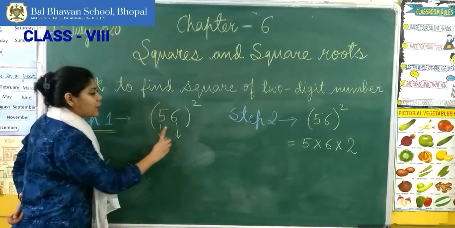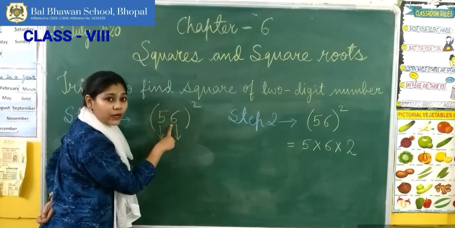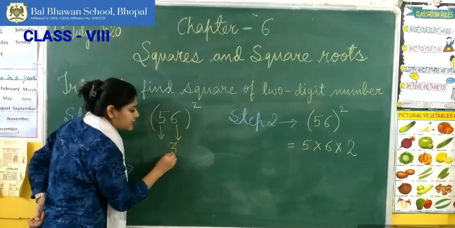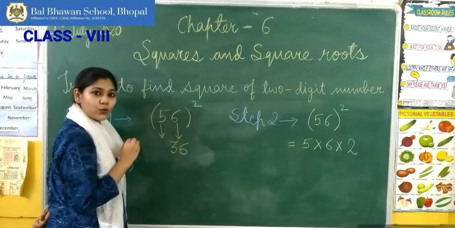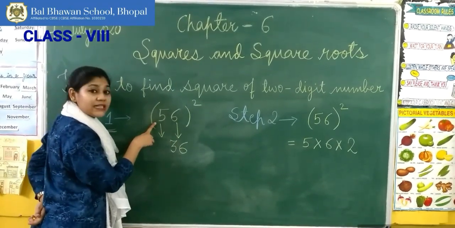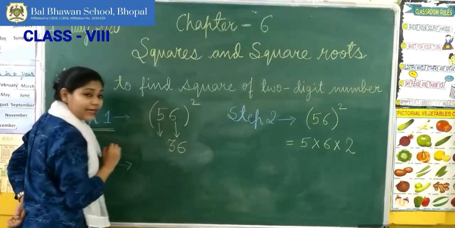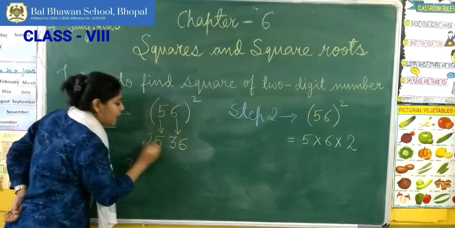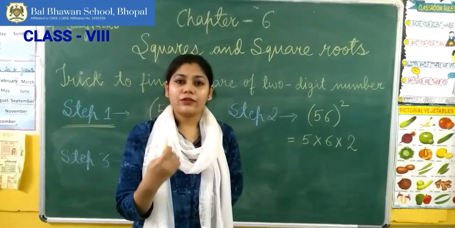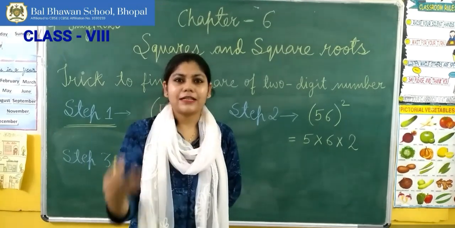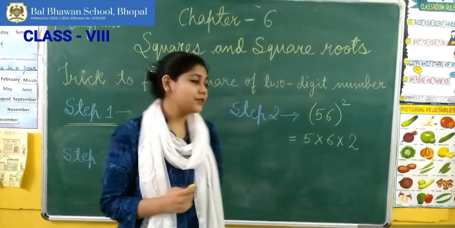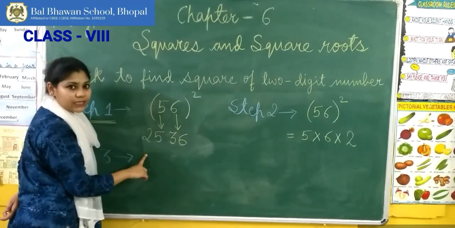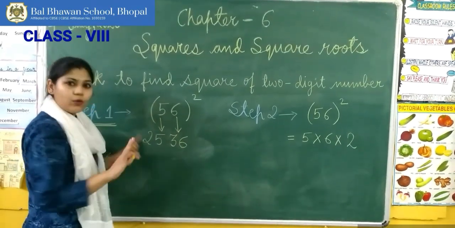So here what digit is there in one's place? 6. So I'll calculate its square. So square of 6 is 36, right? Now what is the digit at tens place? 5. So I'll find the square of 5. That is 25. Because it's very easy to find the square of one-digit numbers. We learned tables also, so we know it, right? So square of 6 is 36, square of 5 is 25. Step number 1 is done.